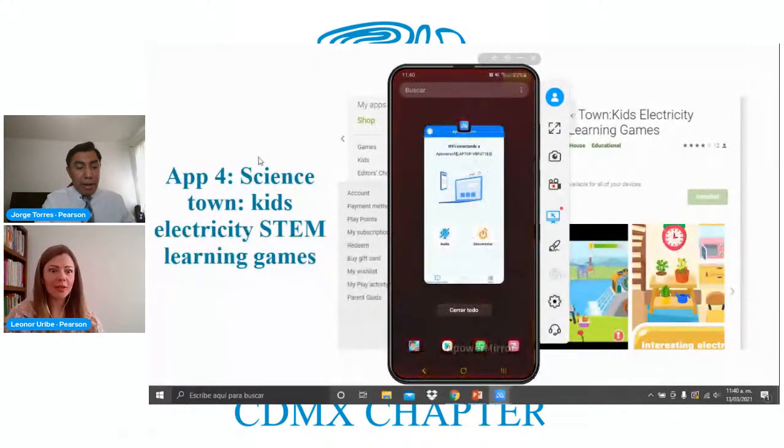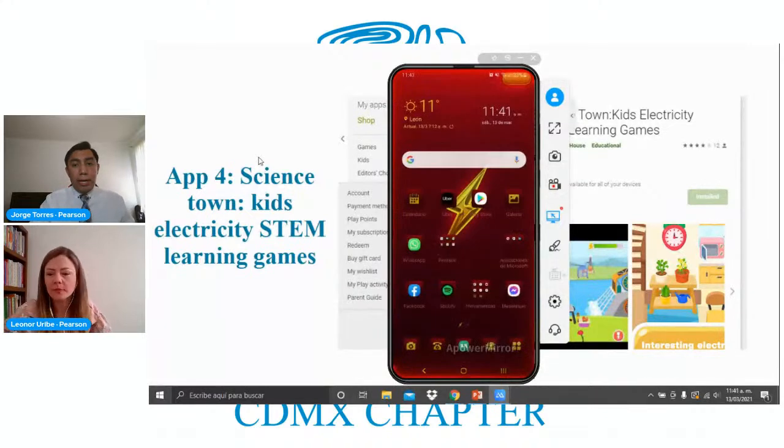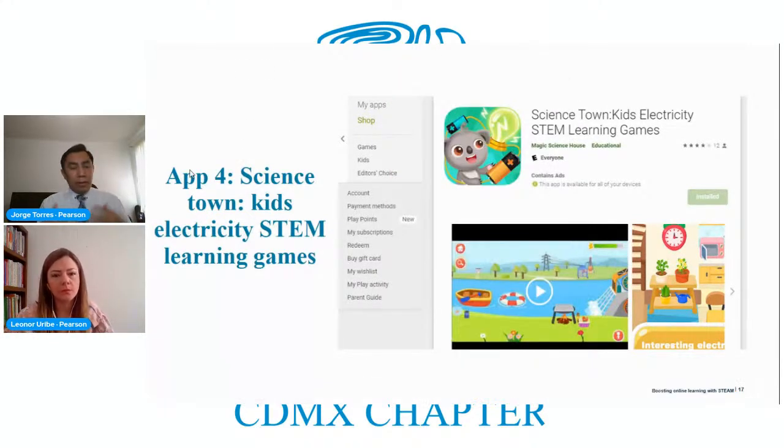So these are 4 applications that we can use with our students. And they're totally free. Like Leo said, these are totally free. And I like these applications because they will help you connect the content. Remember, I told you this at the beginning: the apps will not do the whole process of teaching for you.